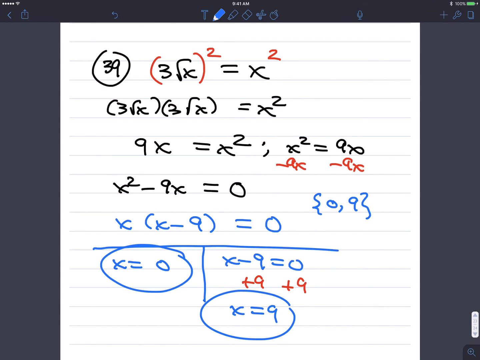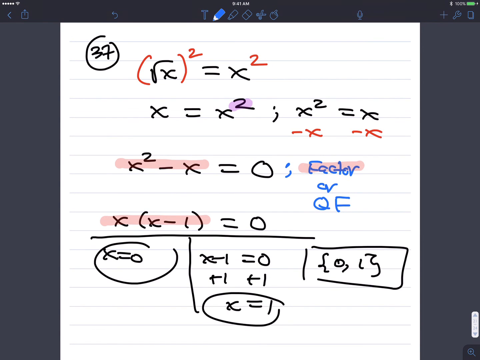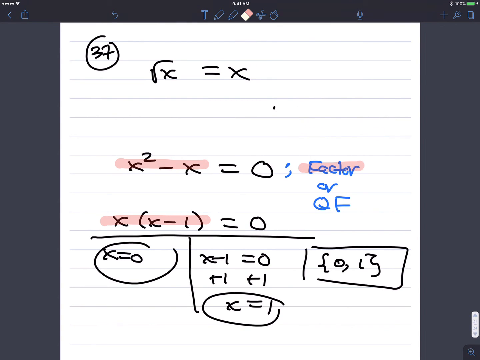Now we can say this is the solution set 0, 9, but there's a little bit more going on here. I didn't talk about it in 37. But what I want to do now is check to see whether these are actually solutions. Now I already know my solution set for 37 is 0, 1, so let me go back and erase all this so you guys can see what I'm talking about. Here's what you should do. I'm going to do that for 37 and 39, if you remember on our homework.